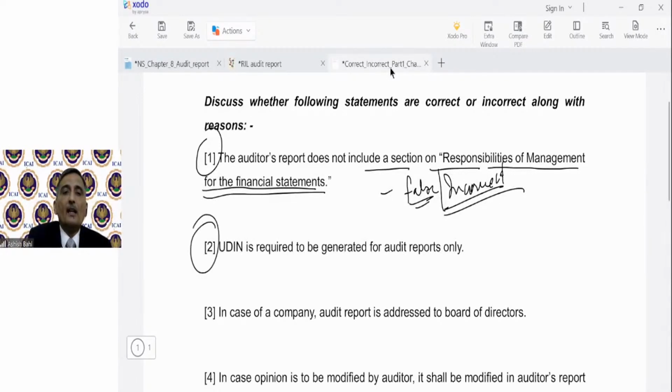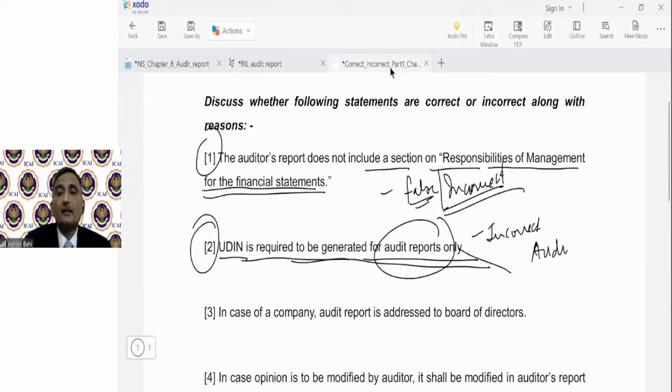Second, UDIN is required to be generated for audit reports only. Now, whether this is correct or incorrect? Yes, this is also incorrect. So you have to write here that UDIN is required to be generated for audit reports and for certificates. Now there is a difference in both the things, audit reports and certificates.